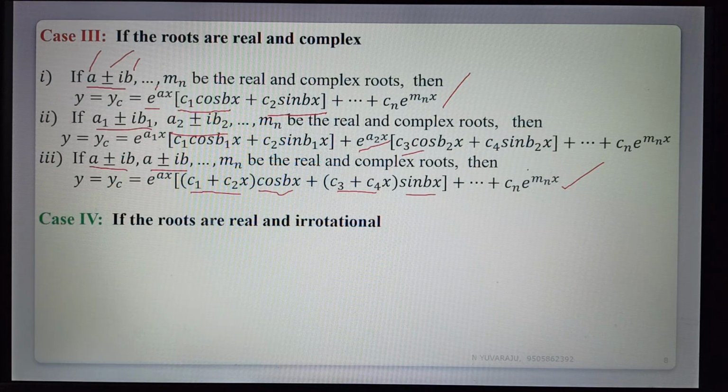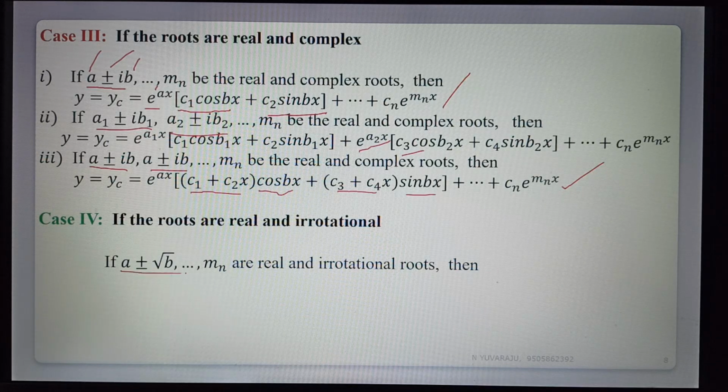Okay, so this is case 3. Next case 4, if the roots are real and irrational roots. Irrational roots means the form of the root a plus root b. A plus root b is the irrational root and its conjugate is also a root, that is a minus root b. And a plus or minus root b are the irrational roots, remaining may be real and distinct or equal or complex, the remaining roots may be like that. So this is m1, m2: a plus or minus root b are the two roots m1, m2.